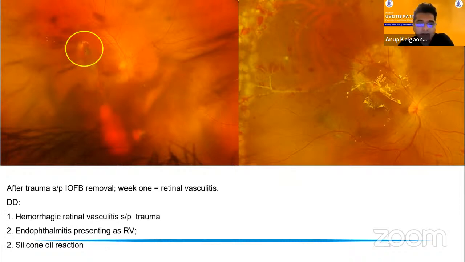I don't know what the differential for this particular one is. It's up to the panel today. But hemorrhagic retinal vasculitis after trauma is sometimes seen. Sometimes it could be because of endogenous endophthalmitis, and sometimes, very rarely, a silicone oil reaction.